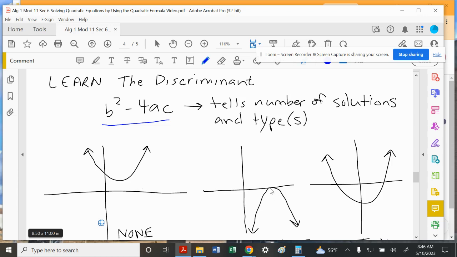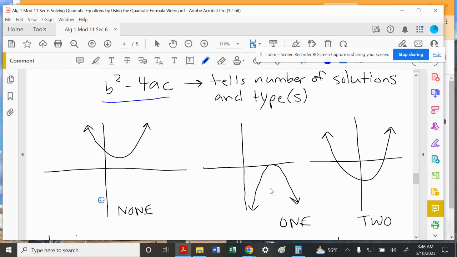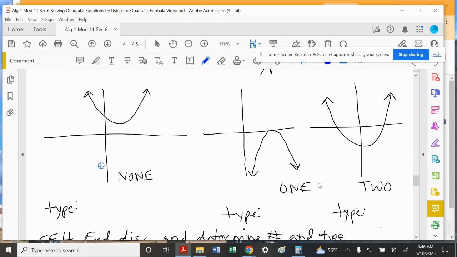This one only touches one time, so there's only one solution. And this one crosses, so there are two solutions. So when there's no solution, the type of problems we're going to eventually get are what is known as imaginary numbers. Now, you're not going to learn imaginary numbers until Algebra 2. When there's one, then that means we have a repeated solution, and it's real. Real means it's not imaginary.